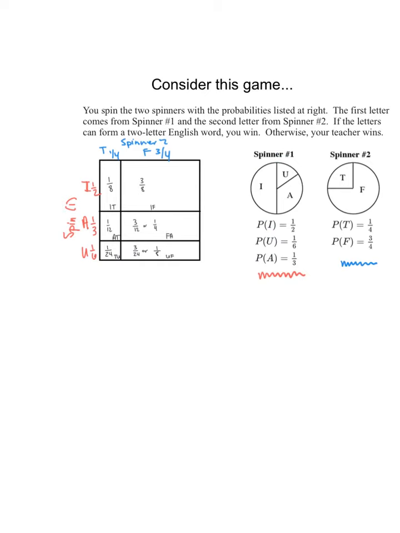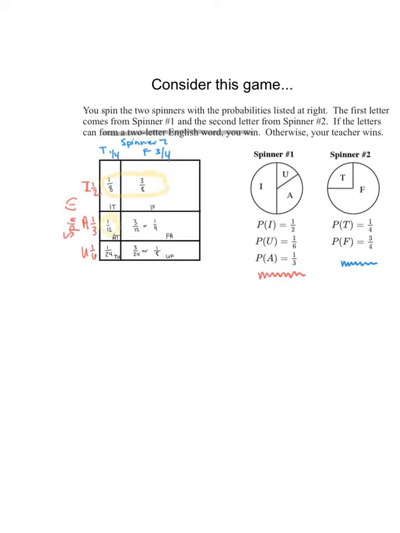A major advantage of the area model is that it gives you a really nice way to keep track of the pieces of information. So let's say I wanted to calculate the probability that you win this game. Now remember, you win if it can form a 2-letter English word. So I'm going to go through and circle all the ones that make words, and then we're going to add those probabilities together because those are all the ways that you would win.